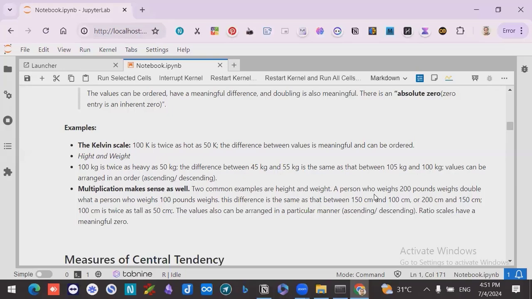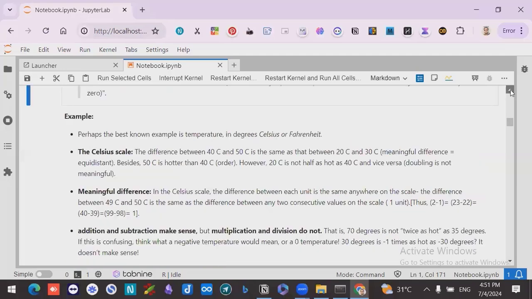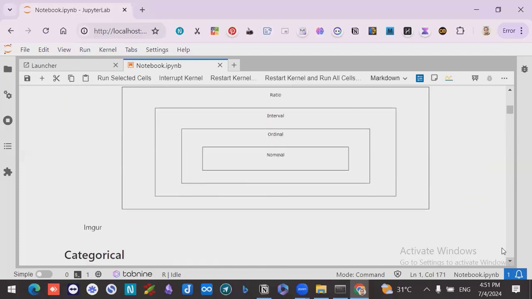A person who weighs 200 pounds weighs double what a person who weighs just 100 pounds weighs. The difference between 100 and 150 is the same as between 150 and 200. So that is the reason these values can be arranged in a particular manner, either ascending or descending order. And ratio scales also have a meaningful zero. That is the reason I gave this diagram here, so that you can understand.